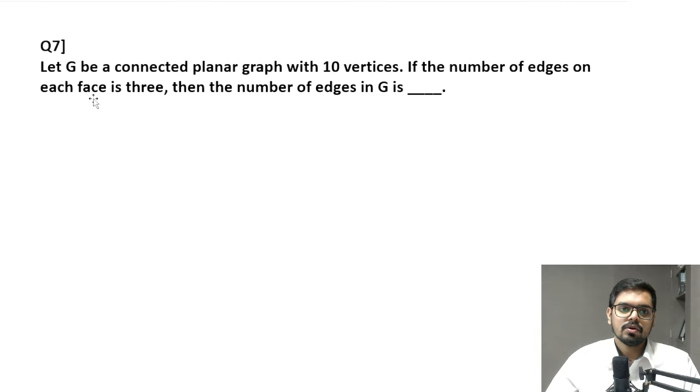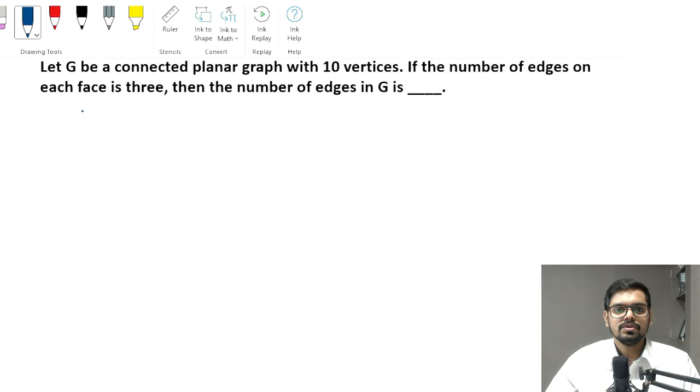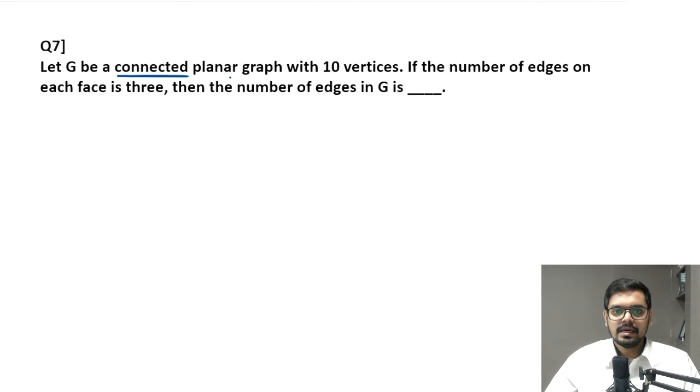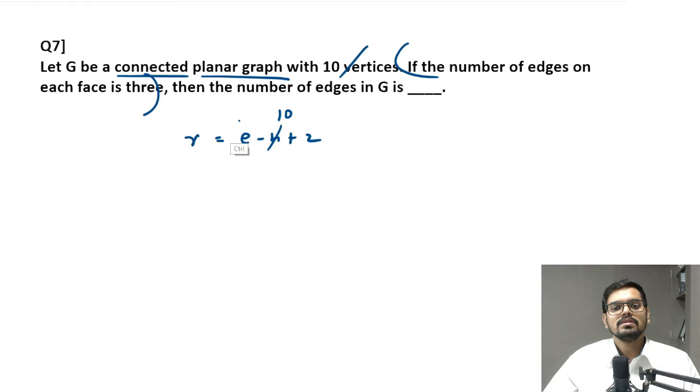If the number of edges on each face is 3, then the number of edges in G is... again a moderate level question, because they are saying connected and planar graph. Now you can happily say R is equal to E minus N plus 2. Number of vertices is 10, so this is 10. If the number of edges on each face is 3, this is given, then the number of edges is what? So instead of R given directly, indirectly they are giving R.